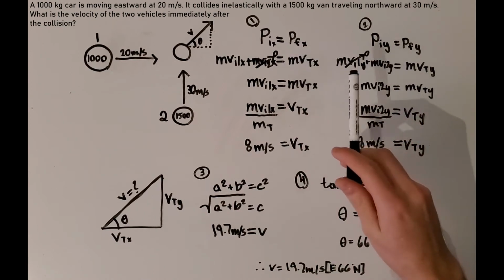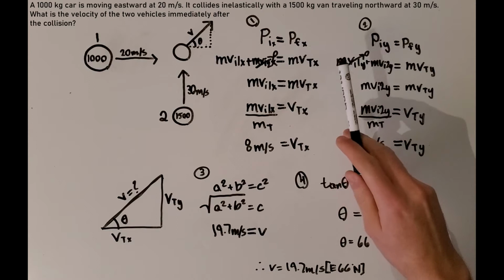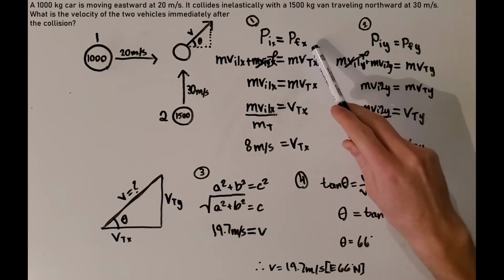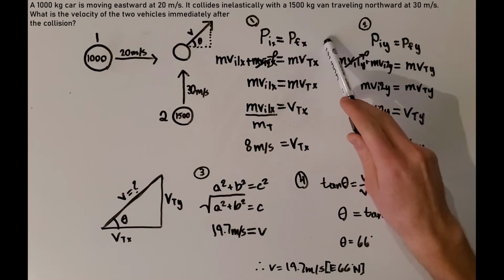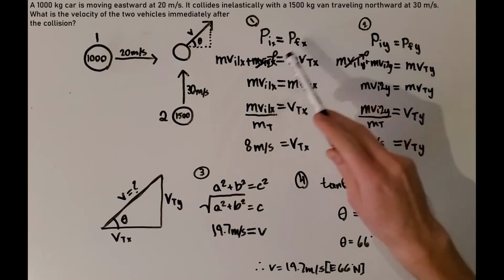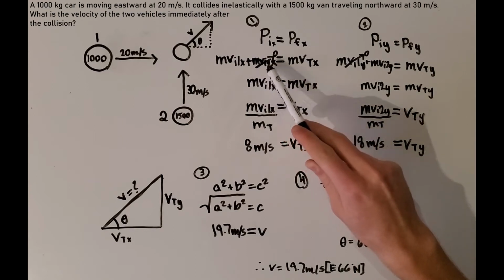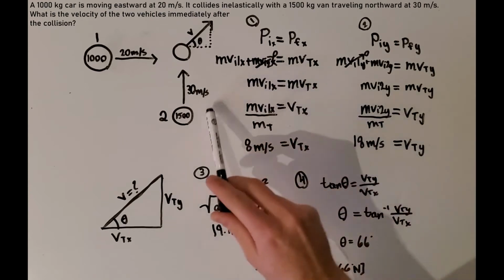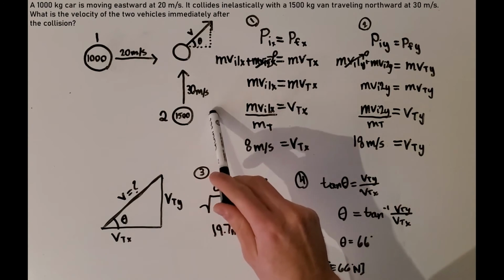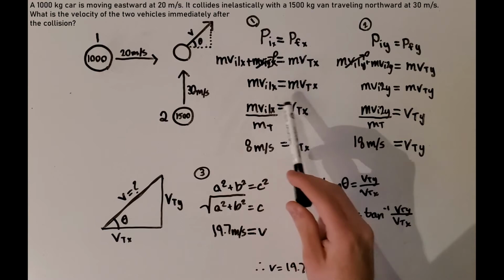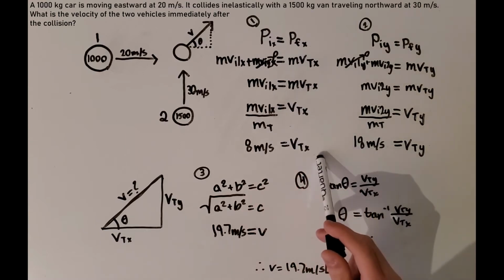Next, we are going to use our momentum formula. Momentum initial is equal to momentum final in the x direction. We expand it into mass multiplied by velocity and cancel out the velocity of the second vehicle because it does not have any x component. Then we rearrange for our total velocity in the x direction, and we get 8 meters per second.